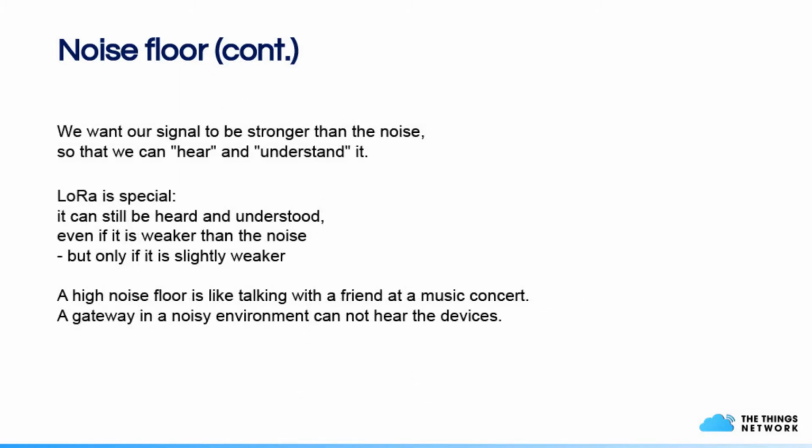For communication to be successful, the receiver needs to be able to hear and understand the transmitter. Imagine you and a friend talking to each other at a music concert. There is a lot of loud music, which is background noise for your conversation. It's quite difficult to hear each other, and normally one will start to shout at each other. It's the same with radio. The signal needs to be strong enough to be heard above the noise. A gateway in a noisy environment cannot hear end devices. LoRa is, however, special, because it can be heard and understood even if the noise is louder, but only if the noise isn't too much stronger than the signal.